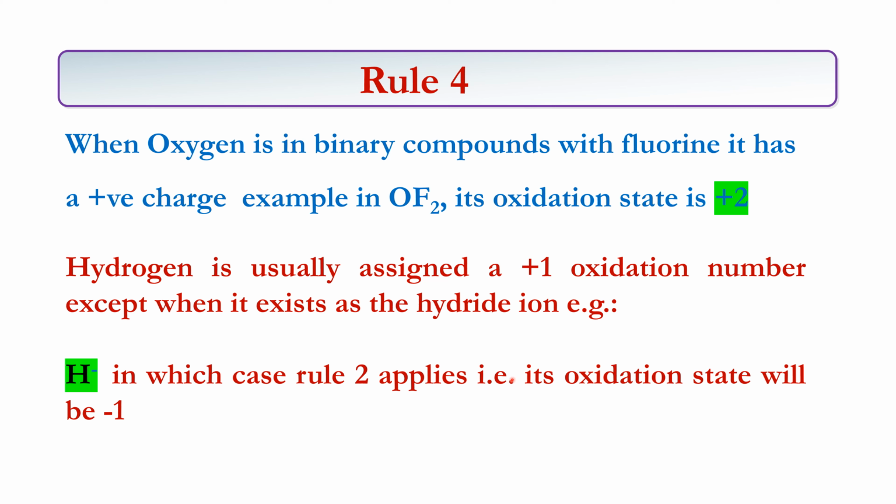Hydrogen is usually assigned a +1 oxidation number, as we have seen earlier, except when it exists as the hydride ion. An example is H minus. Whenever you see H minus, it means that hydrogen has an oxidation number of -1. So in this case, rule 2 applies. So the charge that is attached to H will become its oxidation number. But apart from this, the usual charge for hydrogen is always +1. But when you see H minus, rule 2 applies, and rule 2 says whatever charge is attached to that atom will become the oxidation number of that atom. So here, hydrogen has an oxidation number of -1.